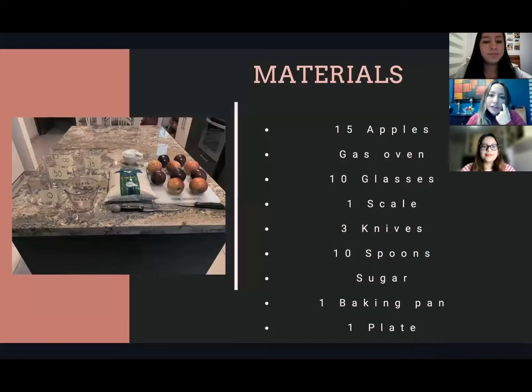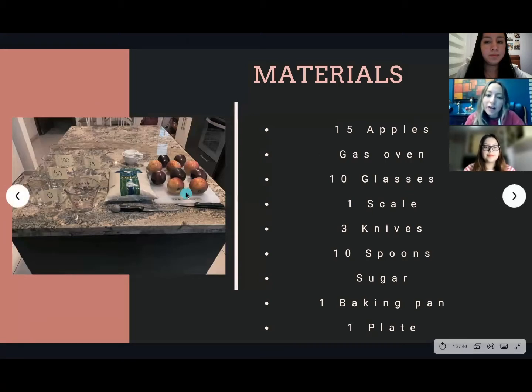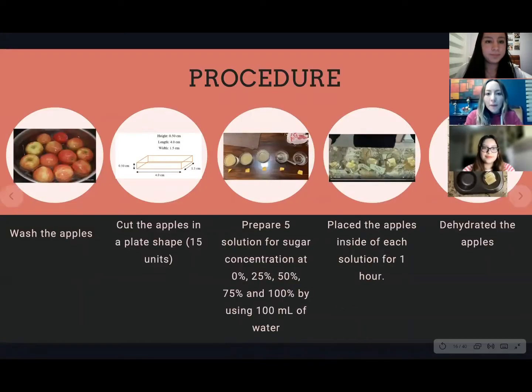The materials used for this project were 15 apples, a gas oven, 10 glasses, 1 scale, 3 knives, 10 spoons, 500 grams of sugar, 1 baking pan, and 1 plate. For the sampling, first of all, the apples were washed. Then, with the help of a knife, the apples were cut in such a way that it facilitated the geometry selected for analysis, which corresponds to plates. The dimensions were 0.5 centimeters of height, 4 centimeters of length, 1.5 centimeters of width. In total, 15 apple slices were cut for analysis.